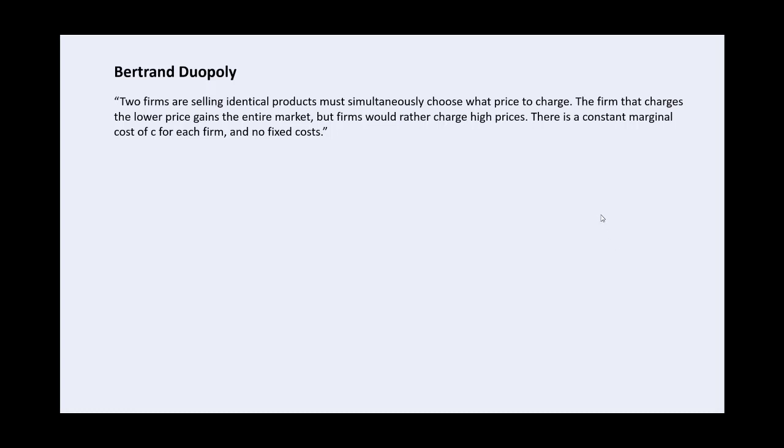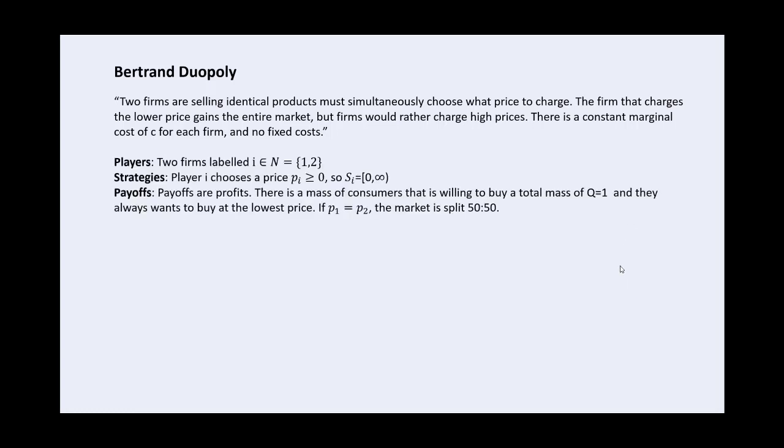There is a constant marginal cost of c for each firm, and there's no fixed cost. Okay, so we have players, the two firms, and strategy in this case is choosing which price to set. And notice that since price is continuous in this case, as opposed to discrete, we have a possible range of prices that goes from 0 to infinity. So the strategy set is from 0 to infinity for each firm i.